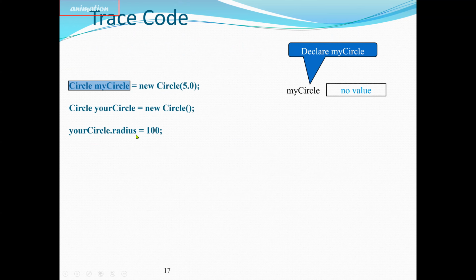So that's the trace code here. We have Circle myCircle equal to new Circle(5.0). This means we are creating a circle with a radius of 5. And the same thing, we have a second one, Circle yourCircle equal to new Circle(). So here, by default, the radius is 1. Later, we can assign 100 to the new object we created called yourCircle. It was 1 since we called the default or no-argument constructor, but we can set it to any value we want.